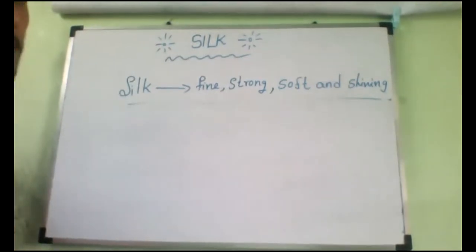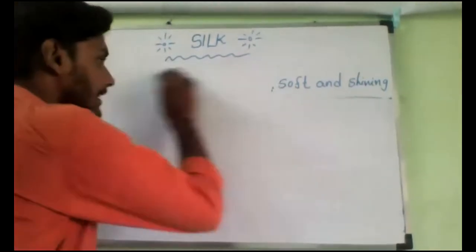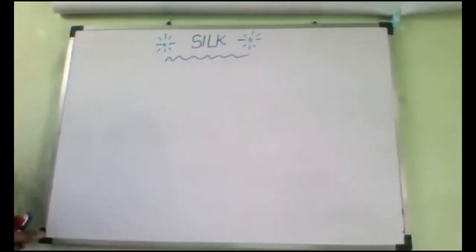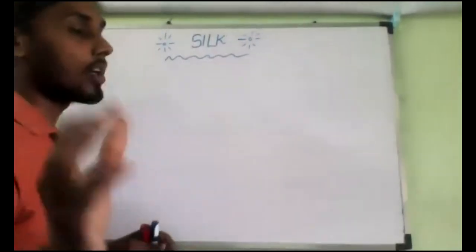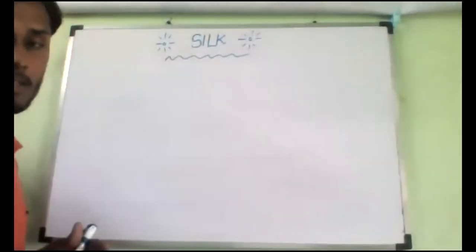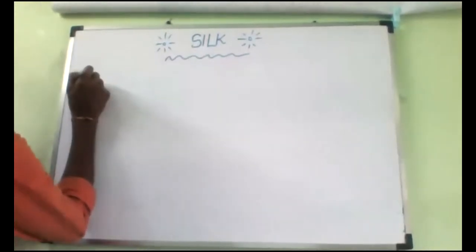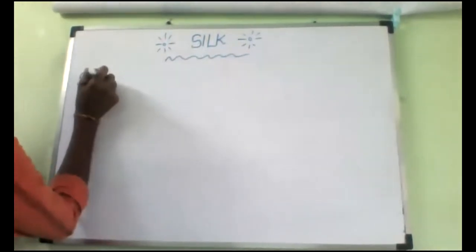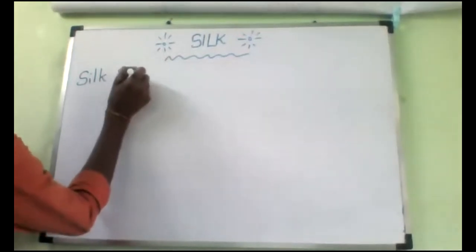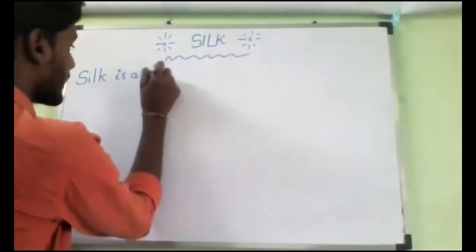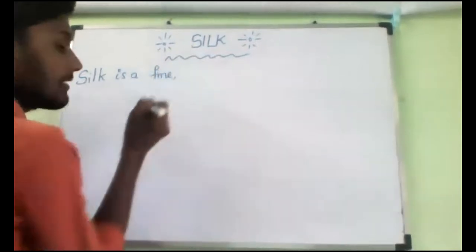So now let us write. First, all of you write silk definition. Now neatly write it. While I'm teaching, don't write. When I say to write, then you write it. Write: silk is a fine. Kaushik, you must learn the definition. You are kids, so I'm teaching very slowly. Silk is a fine.